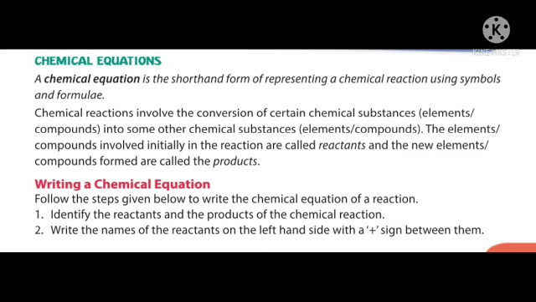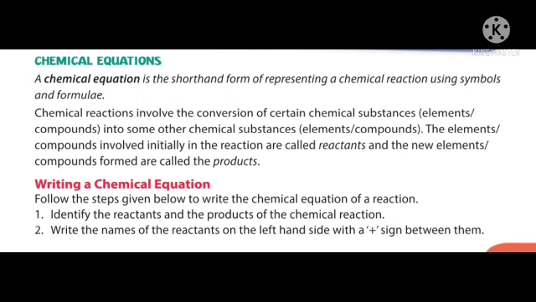So chemical reactions involve the conversion of certain chemical substances into some other chemical substances. The elements or compounds involved initially in the reaction are called what? Reactants. That is the first stage. And the new element or compounds formed are called what? Products. So the new elements or compounds formed are called products.